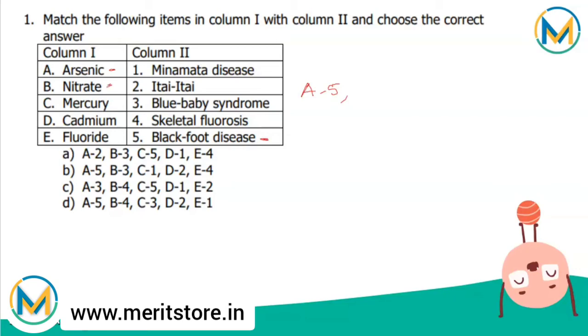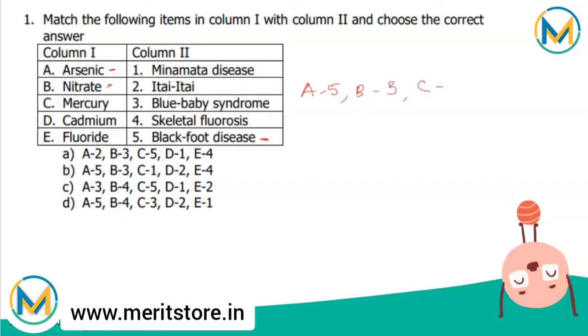Then for nitrate, okay, a blue baby syndrome is called methemoglobinemia. It is caused by nitrate contamination in groundwater, resulting in a decreased oxygen carrying capacity of hemoglobin in babies, leading to death. So this nitrate, that is B with blue baby syndrome, that is 3.